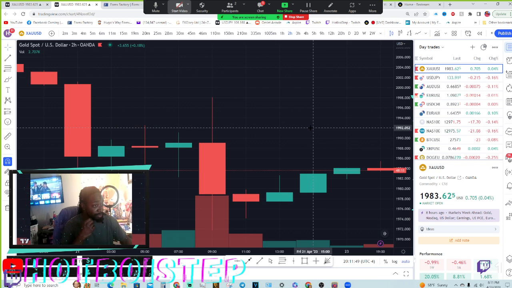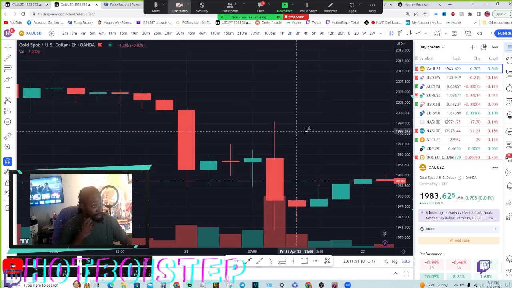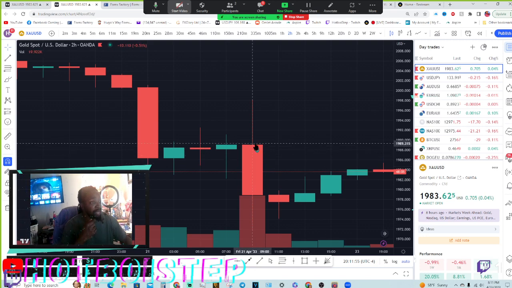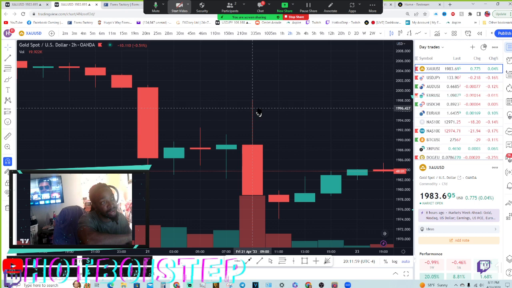So get it. And then no sticks. Yeah, the wicks just mean that somewhere along this time frame, it went higher up here, and it went down below here, and it ended at the spot that the bold red stops.